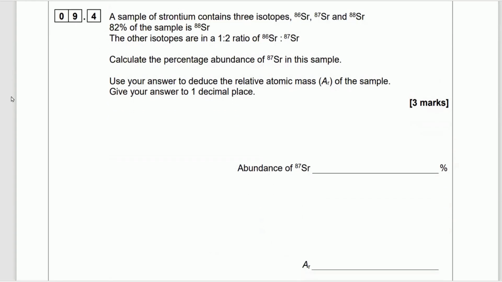A sample of strontium contains 3 isotopes, SR86, SR87, and SR88. So 3 different isotopes. 82% of the sample is strontium-88. The other 2 isotopes are in a 1:2 ratio of 86 to 87. Calculate the percentage abundance of strontium-87 in this sample. It's going to get us 1 mark.